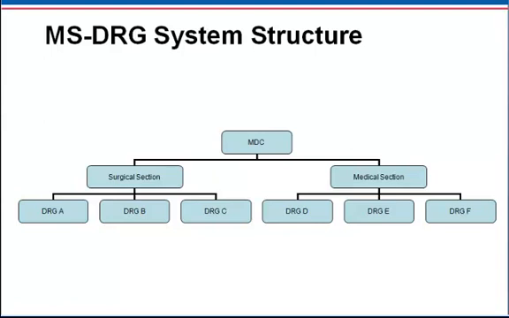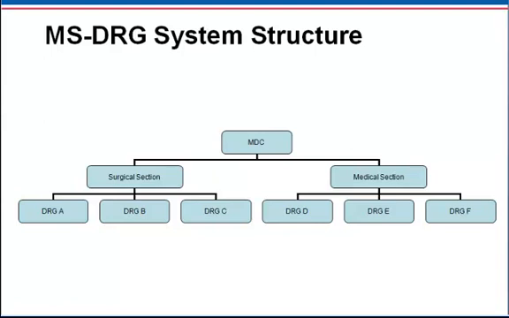So all DRGs are associated with MDCs. So maybe they fall under MDC 6, which is a disease or disorder of the digestive system, or MDC 11, which is any disease or disorder of the kidney or the urinary tract. So that is how MDCs are broken down.